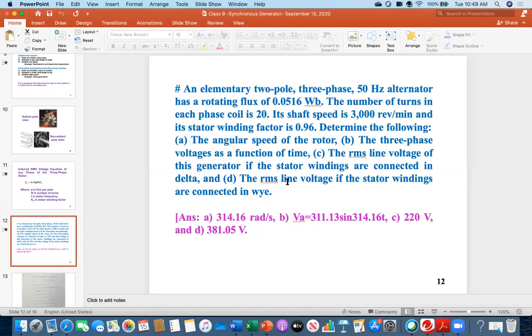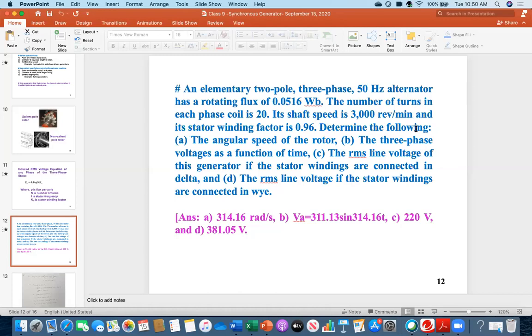Everybody read this problem. An elementary two-pole, three-phase, 50 hertz alternator. You see, the word alternator means this is a synchronous generator. It has a rotating flux of 0.0516 Weber. The number of turns in its phase coil is 20. Its shaft speed is 3000 revolutions per minute, and its stator winding factor is 0.96.